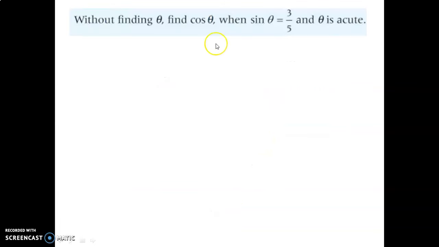And let's use the Pythagorean identity. So here's our first problem. It says without finding the angle theta, find what cosine of theta is when sine of theta is 3 over 5. So we're told what sine of theta is, and we need to find out what cosine is. And again, we don't need to know the angle. We can look at this one in a very simple way. Okay, so we're given sine of theta is 3 over 5.